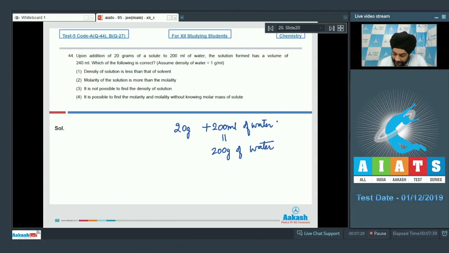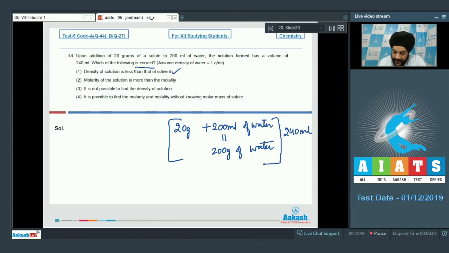And it's given to us that the final solution which was formed has a volume of 240 ml. Upon mixing these, we get a solution whose volume is 240 ml. So we've been given some statements and the examiner seems to be interested in the correct statement. So option 1, it says density of solution is less than that of solvent. So this is the correct statement, students.